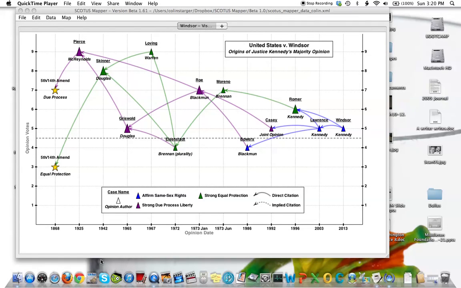This is a brief demonstration of the SCOTUS mapping software. This software is a tool that enables users to visualize the development of SCOTUS doctrine. To demonstrate it, I'm going to show you today the origins of Justice Kennedy's majority opinion in United States versus Windsor. Of course, that was the case that was just handed down at the end of last term that struck down DOMA as violative of the Fifth Amendment.